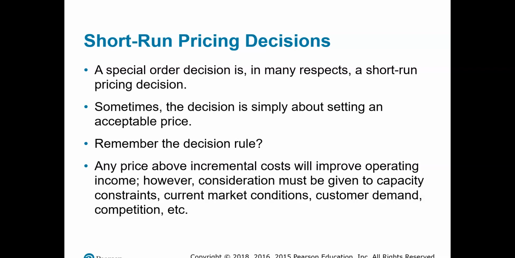When we talk about special short-run pricing decisions, we're talking about something kind of like a special order. Sometimes the decision is simply about setting an acceptable price, not necessarily accepting a special order. So remember the decision rule: any price above incremental cost will improve operating income. However, we've got to consider capacity constraints, current market conditions, customer demand, competition, things like that.